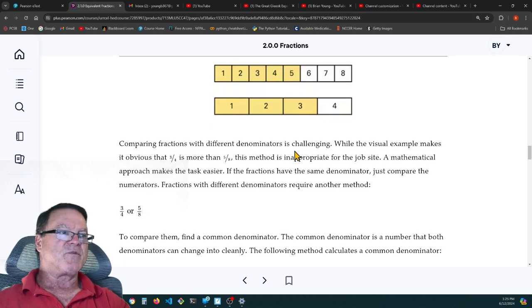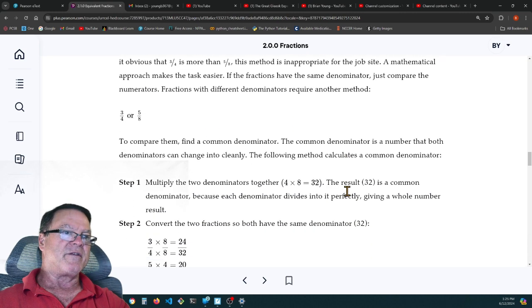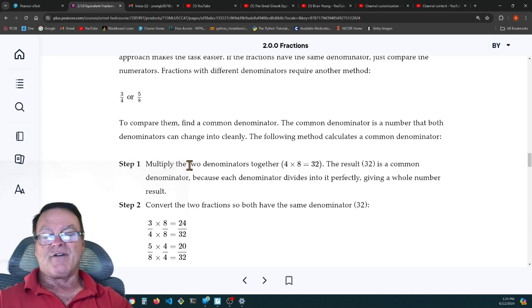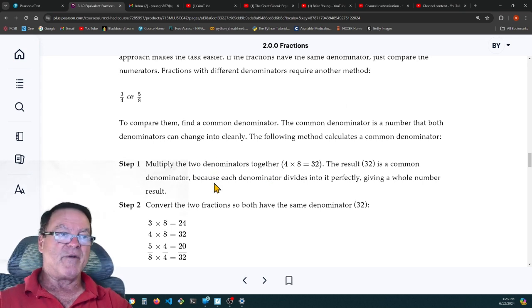So comparing fractions with different denominators is challenging. While the visual example makes it obvious that 3/4 is more than 5/8, this method is inappropriate for the job site. A mathematical approach makes the task easier. If the fractions have the same denominator, just compare the numerators. Fractions with different denominators require another method. So we're going to have to try to find the lowest common denominator.